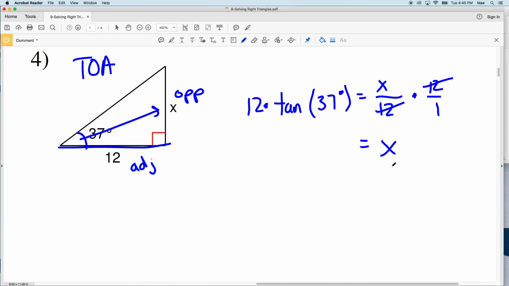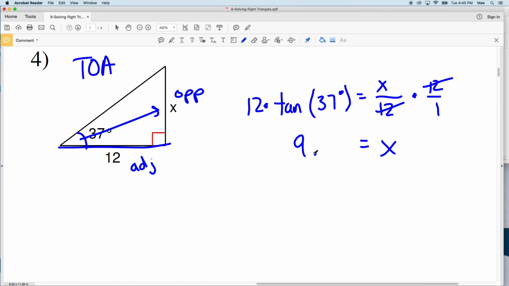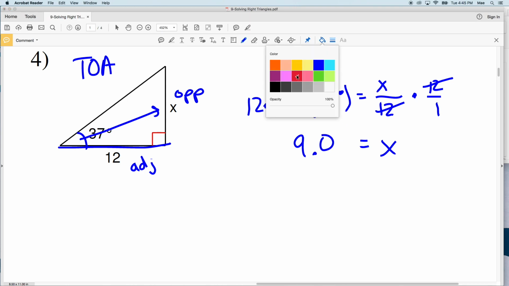So x is now isolated on our right hand side, and all we need to do is multiply 12 by the tangent of 37. So the tangent of 37 degrees gives us 0.753, and when we multiply that by 12, we'll get 9.04, which rounds to 9.0. So 9.0 is our side length in number 4.